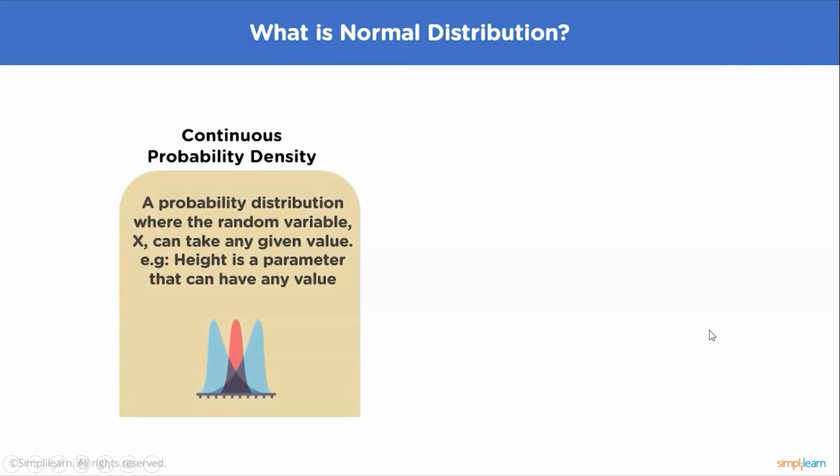Now we came across two terms which are associated with normal distribution: continuous probability density and probability density function. What is continuous probability density? Continuous probability density is a probability distribution where the random variable x can take any given value. Because there are infinite values that x could assume, the probability of x taking on any specific value is 0.